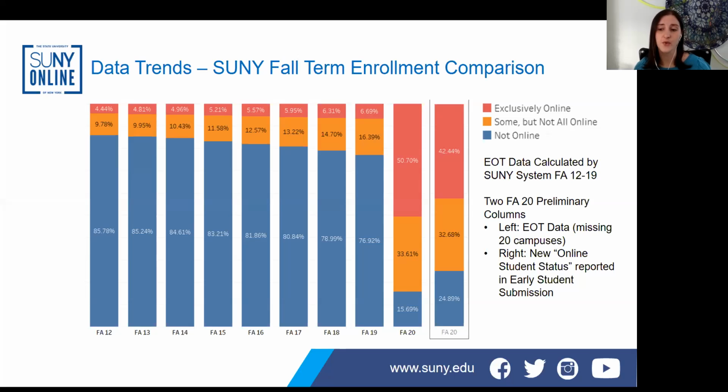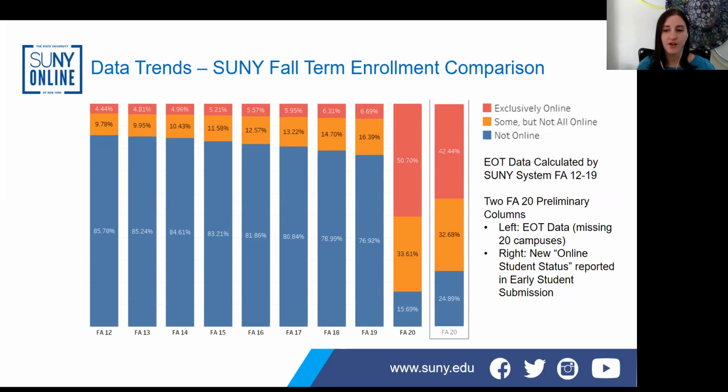And then the column on the right is showing that new online student status that campuses reported to us in the early student submission. So for this one, we're not missing any data submissions. We have all the data submitted. However, it's a new data element. So there is some room for error. And I do believe there are a couple campuses that didn't really report it accurately, but it could be relatively accurate. So that might be what we're actually looking at for this semester versus the incomplete data that we have on the left. So I wanted to share both of them with you.